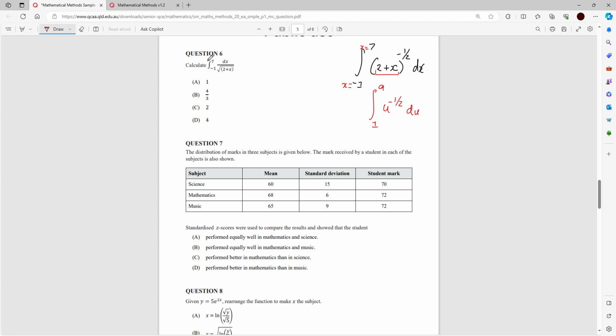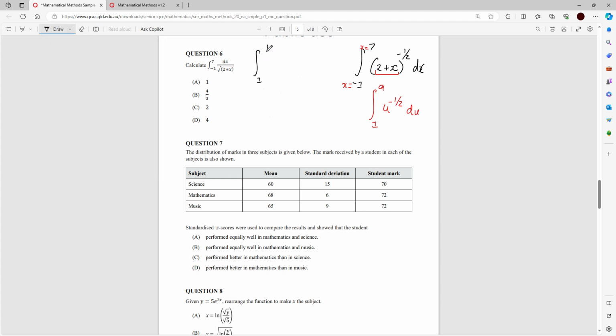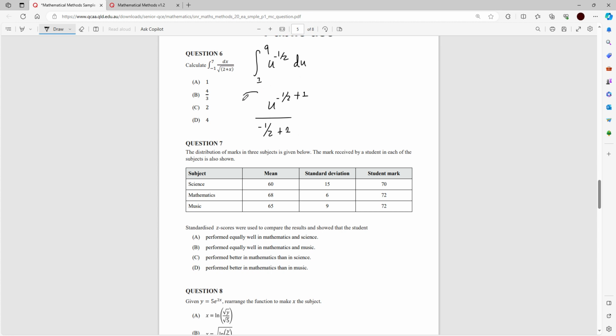So we have, let's change the color back to black. 1 to 9 of u to the power of -1/2 du. Okay, and we don't need to change back because we changed our bounds as well. Okay, so let's just rub this stuff out. We can do an ordinary power rule. So when we're integrating, we add 1 to the power. So it'd be -1/2 plus 1 divided by that. So -1/2 plus 1 divided by. And the square brackets, 1 and 9.